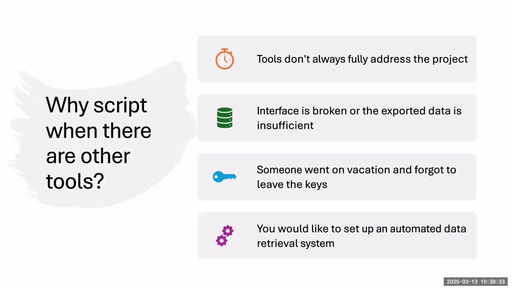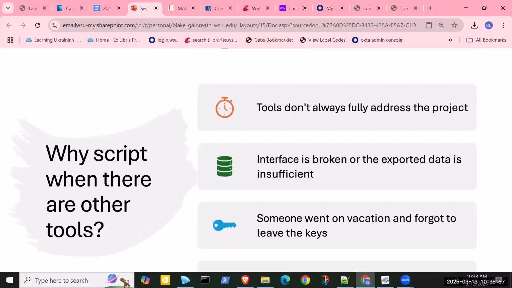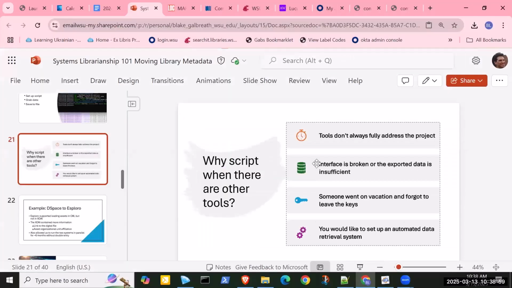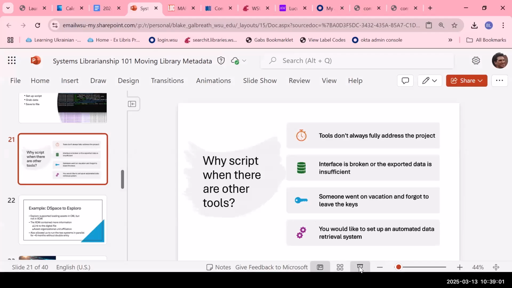Perhaps someone else usually does this kind of thing at your library, but they went on vacation and forgot to leave you the keys to the kingdom or whatever. Or lastly, more likely, in our situation, you might want to set up an automated data retrieval system, right? So something that can be repeatable, that you don't have to go back to the interface every time, but instead you can just run the script, or even put it on a server if you wanted to, that kind of thing. I don't think I wanted to do that actually.